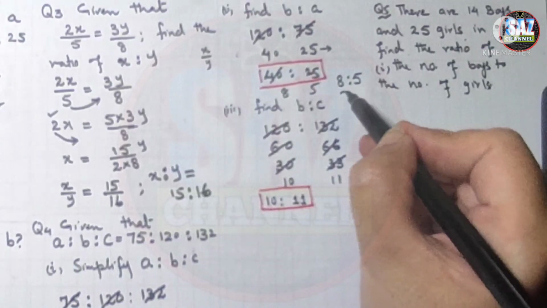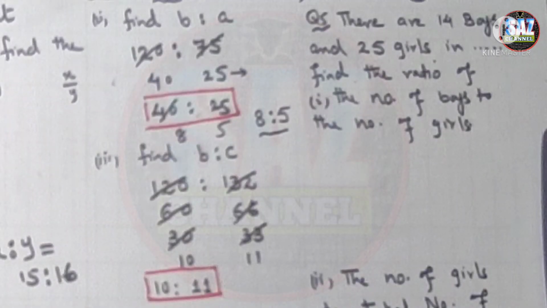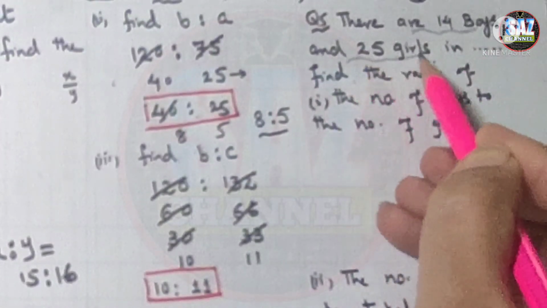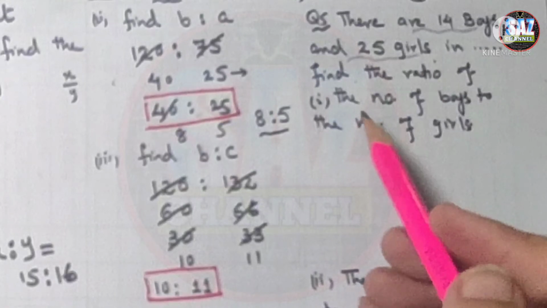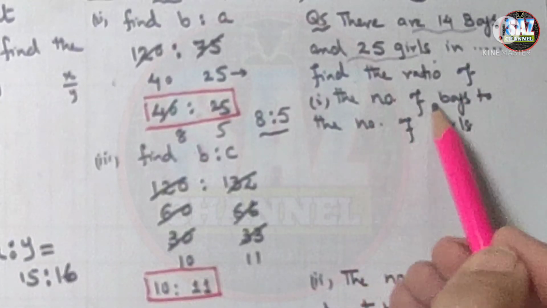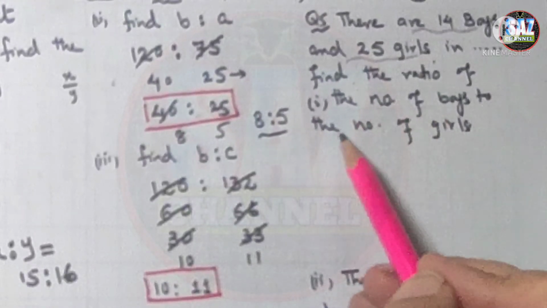I hope you are clear about this question. And let's move to the next question. The next question is question number 5. B ratio C is done. And question 5 says there are 14 boys and 25 girls in the school badminton team. Find the ratio of the number of boys to the number of girls.